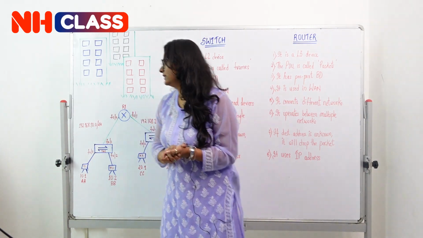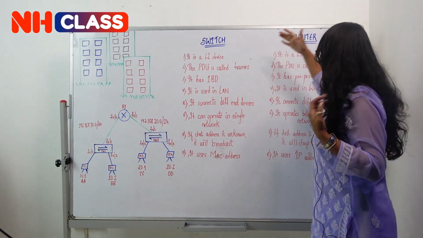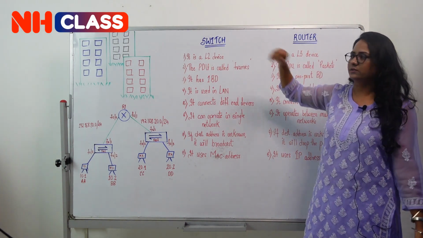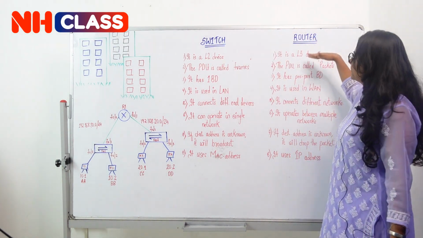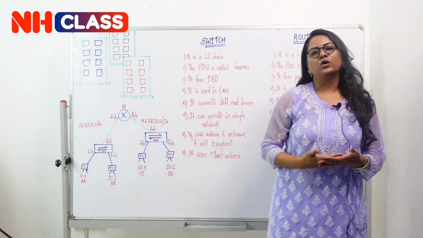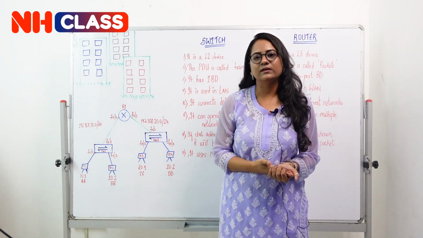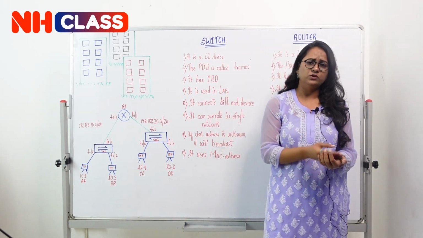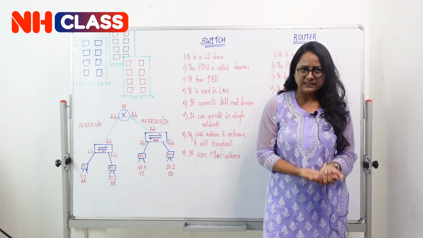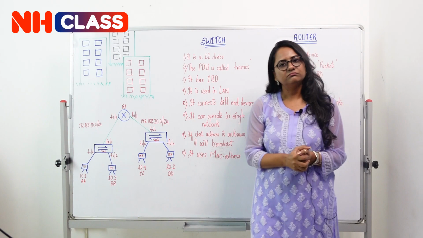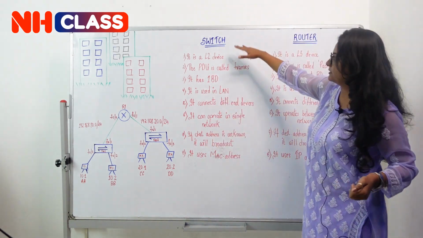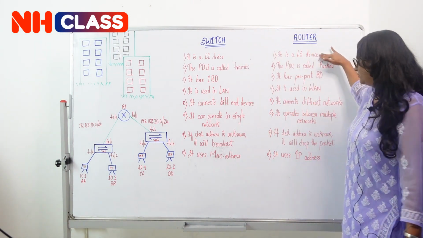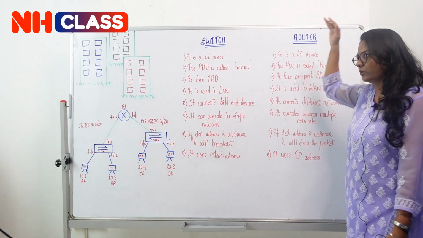All right. So now let us understand the basic difference between a switch and a router. The first point: a switch is a layer 2 device. The router is a layer 3 device. When we are talking about layers, we are discussing the OSI model. Layer 2 is the data link layer, and layer 3 is the network layer. So a switch is a layer 2 device, it operates at the data link layer. And a router is a layer 3 device, it operates at the network layer of the OSI model.